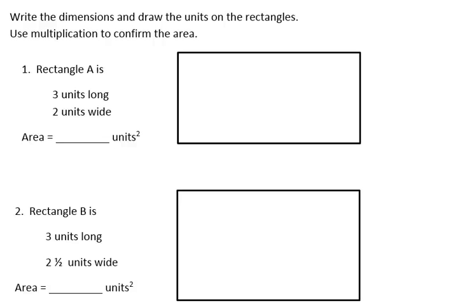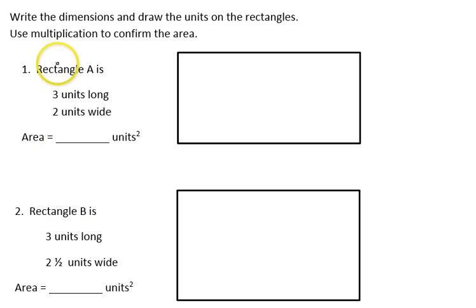This tutorial is for 5th grade, Module 5, Lesson 10. In this lesson, we're going to find area of rectangles, especially when one of the dimensions is a fractional unit. The first problem is just a review of finding regular area of a rectangle. The directions say, write the dimensions and draw the units on the rectangles. We'll use multiplication to confirm the area.